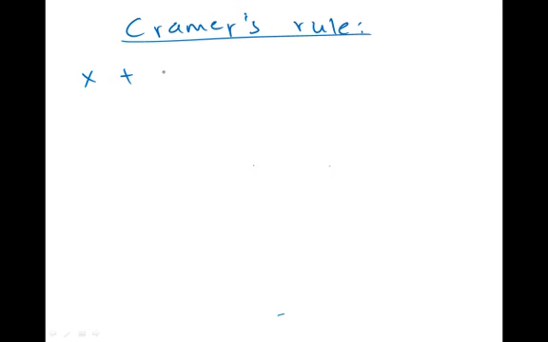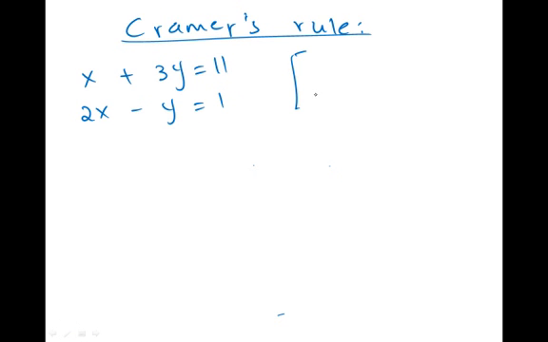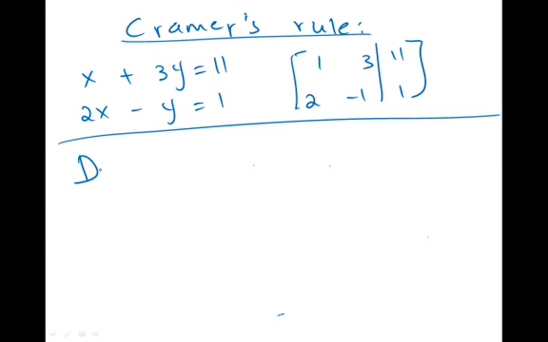Now let's see the second method, which is called Cramer's rule. I will use the same equation so that you can compare between the two methods and choose the easier one. Both are going to solve in the same way and the answer will definitely be the same. Again here you have to put it in the form of a matrix: 1 3 11, 2 minus 1 1. There is something we call D that you have to find, and again you have to find Dx, and something we call Dy.